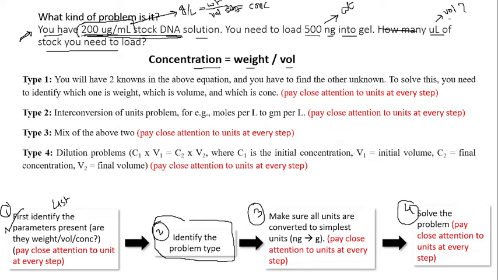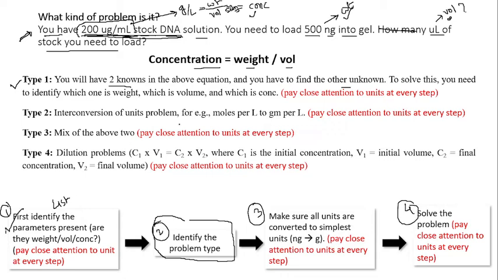So the weight is provided, the concentration is provided, and you need to find out the volume. That makes it the first type of problem, that is, 2 known and 1 unknown. That is a type 1 problem. That's how, after you identify the parameters, you can identify what type of problem it is. We'll see more examples when we get to the numerical problems.